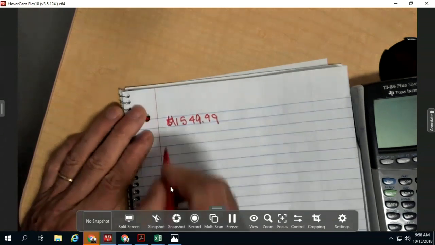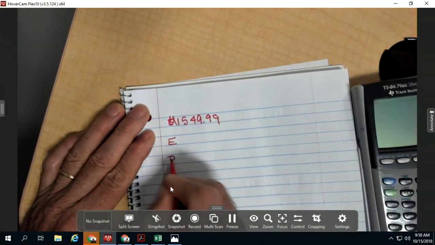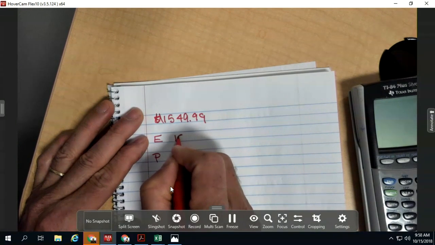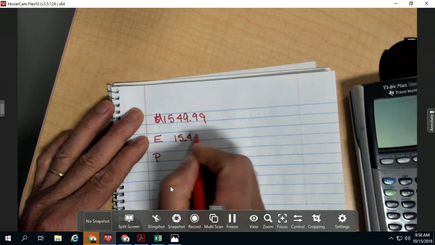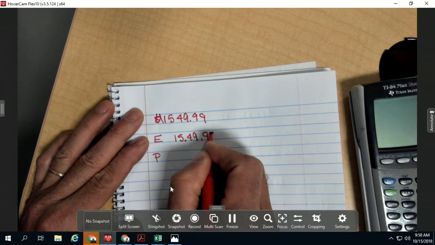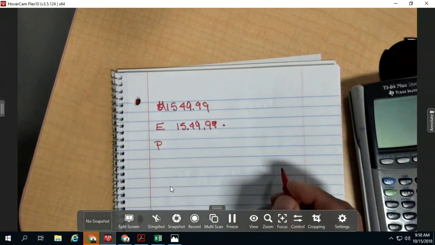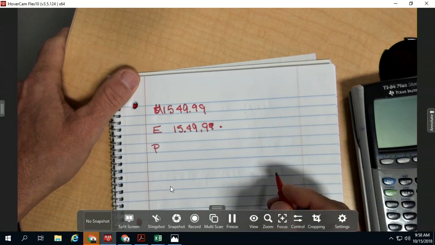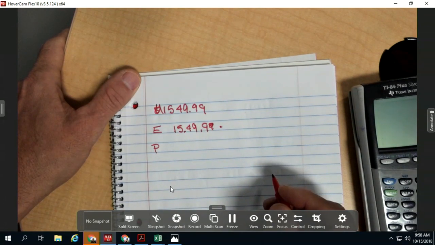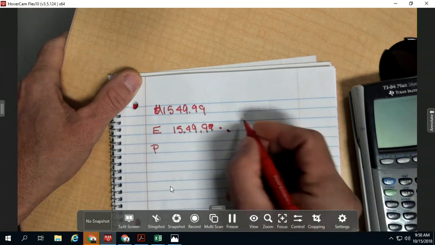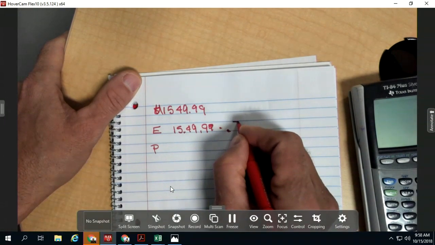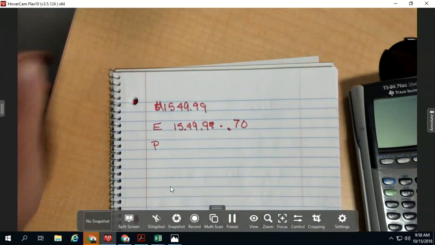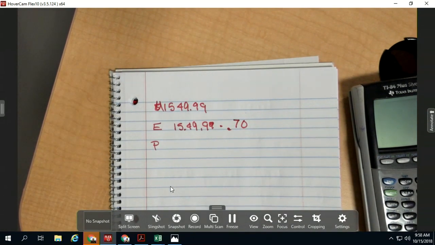If you were doing the Eduardo method, you'd take 1549.99 times point... Now, okay, somebody said 0.30. Now, think about it. You don't care how much you save. You want to know how much you spend, right? That's why it's 0.70. Everybody agree with that?